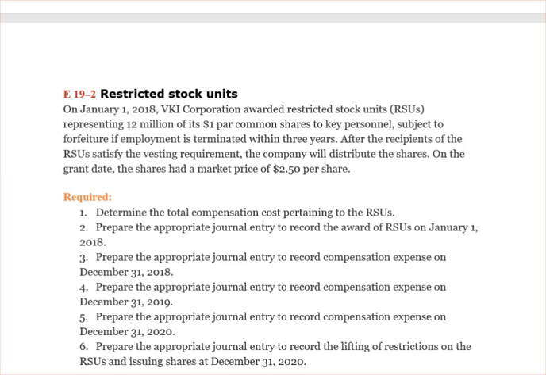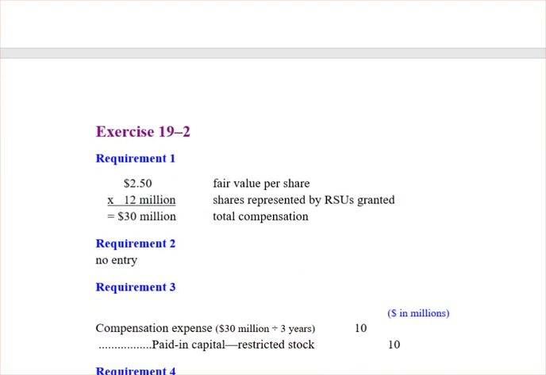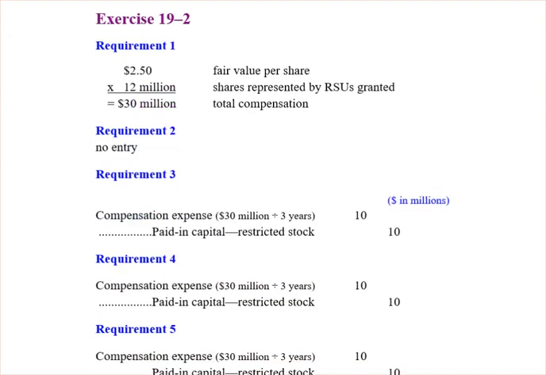And then at the end on December 31st, 2020, you're going to have to issue those shares. Whether restricted stock units or restricted stock awards, it would be done the same way. $2.50 times the 12 million is going to be the total amount of compensation cost, and that's 30 million. There's no entry done on the specific day of the grant. That's what they want us to know.